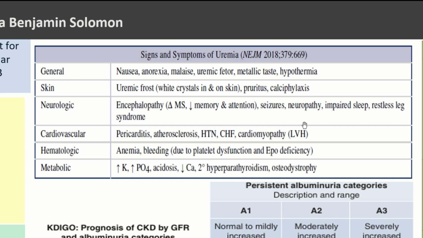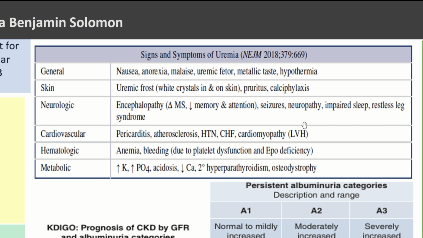On the skin, we can have a uremic frost, where someone looks like they have a whitish kind of salt on their skin. You can have pruritus, calciphylaxis. Then we go to neurology. We can have encephalopathy, the uremic encephalopathy, which will have things like decreased memory and attention, seizures, neuropathy, impaired sleep, restless leg syndrome. We can have cardiovascular effects like pericarditis, atherosclerosis, hypertension, congestive heart failure, and cardiomyopathy, particularly left ventricular hypertrophy.